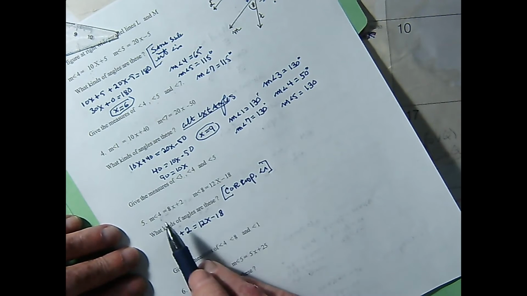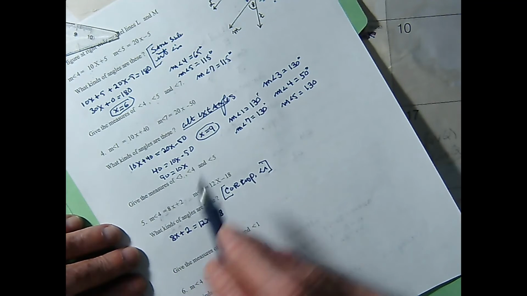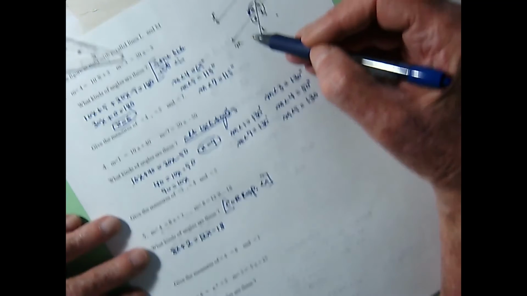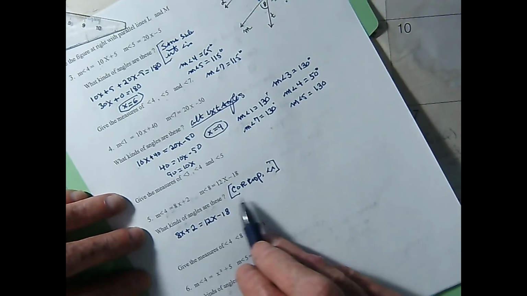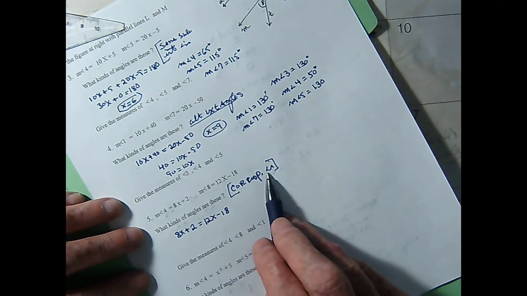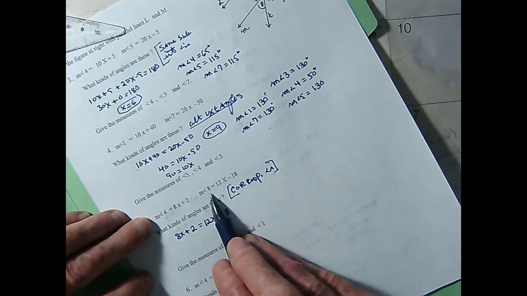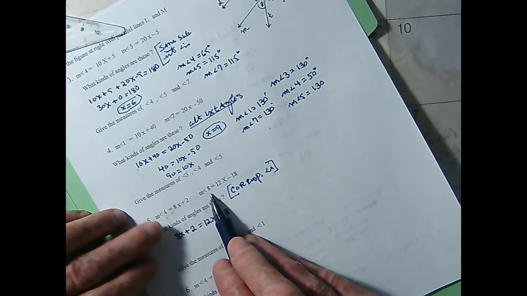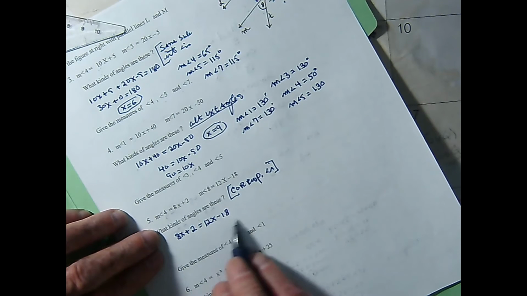I hope when you looked at that figure, you looked at angle 4 and angle 8 before you did anything else. Angle 4 and angle 8, let me bring the figure over here, 4 and 8 are corresponding angles, so I made that quick note. And because they're corresponding angles, I know that they would be congruent when those lines are parallel. So I say that 8x plus 2 is equal to 12x minus 18. And I'll solve that equation.